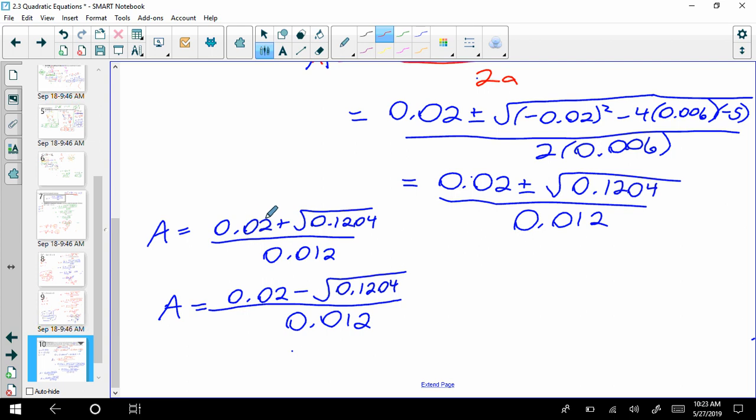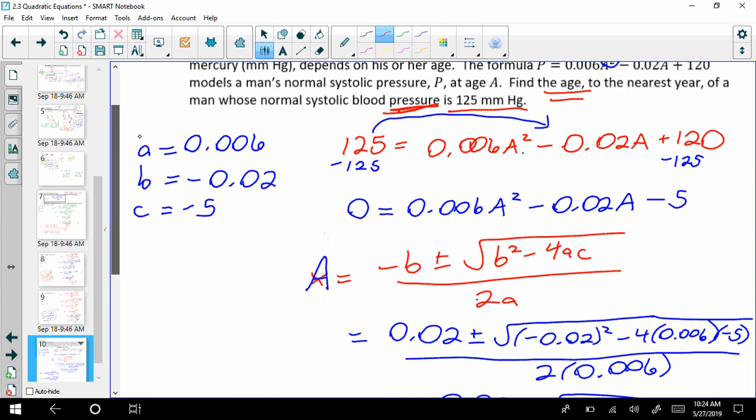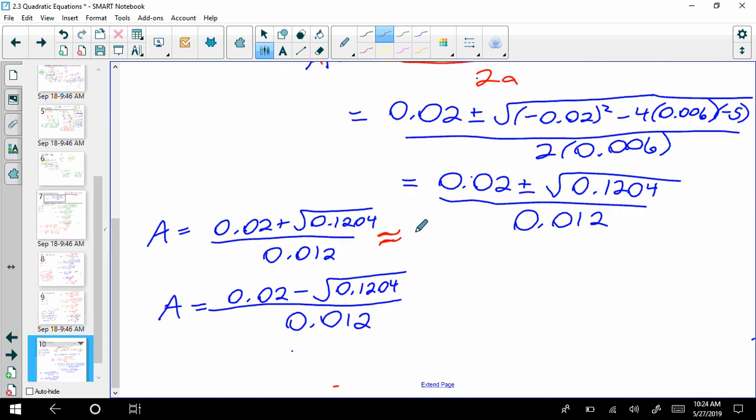So take 0.02 plus the square root of that decimal, and then divide by 0.012. And I want to know what comes out. So I think with rounding to the whole number, because I think they did say to round to the nearest year, this one should come out to 31 if you enter it correctly. And the other one, if you do 0.02 minus the square root of that decimal, all divided by 0.012, you get negative 27.